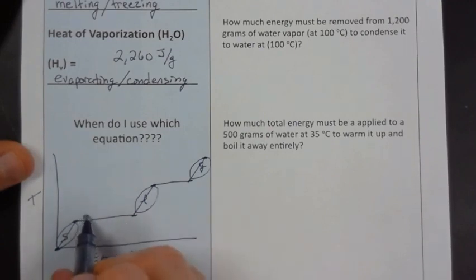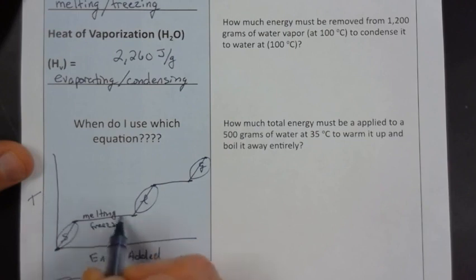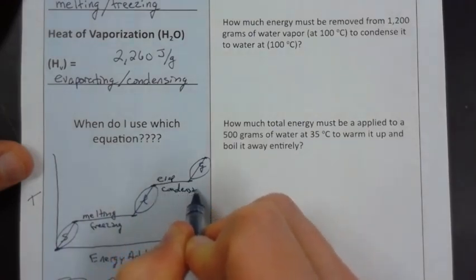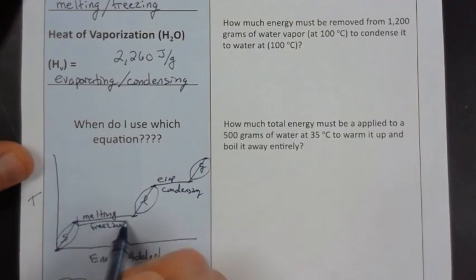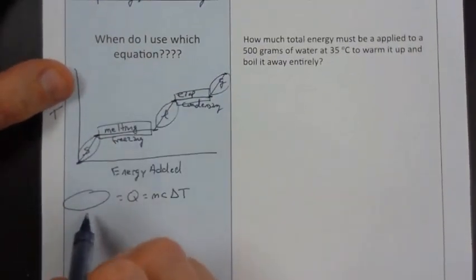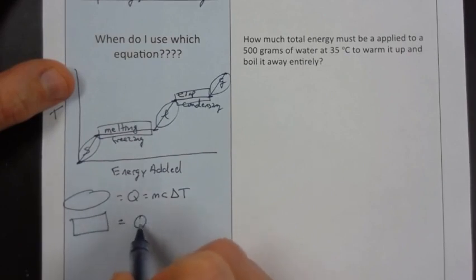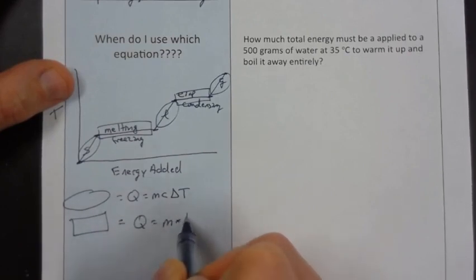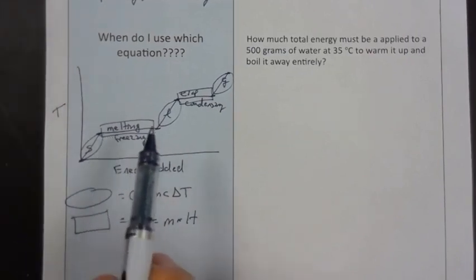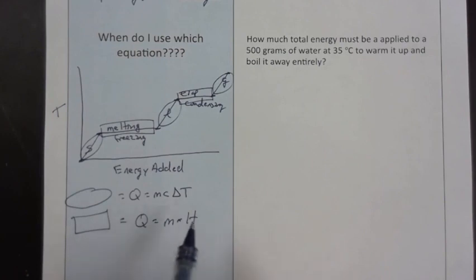added, and this is where we're melting or freezing at a constant temperature, and where we're evaporating or condensing at a constant temperature. So in these two segments, where our thermal energy is constant, but our phase energy is increasing, we're going to use Q equals m times H. Right? So basically when your temperature is not changing at all, we have to use the equation that uses a different constant for when the temperature is constant.